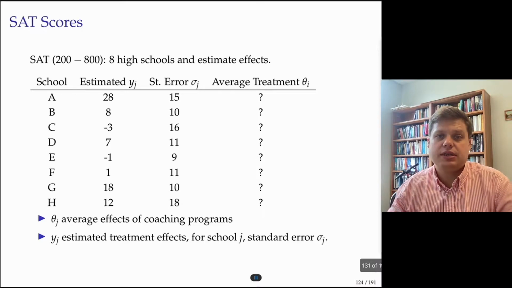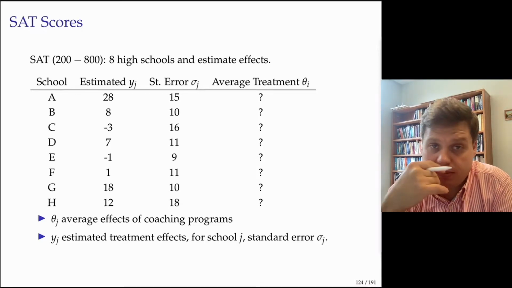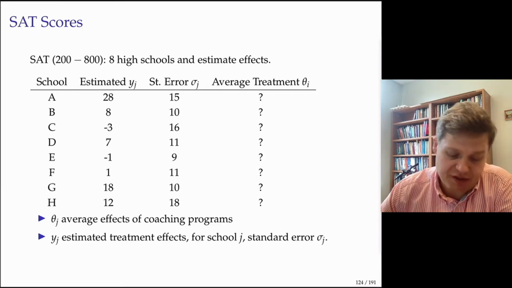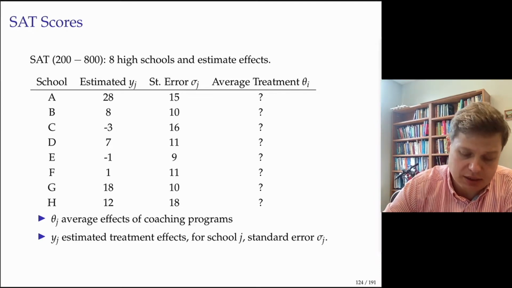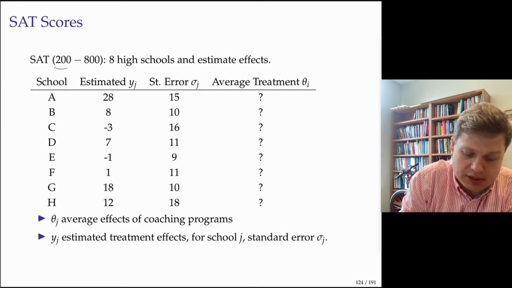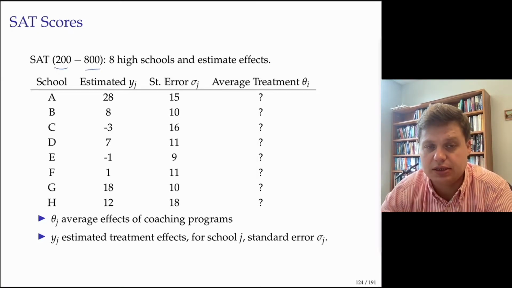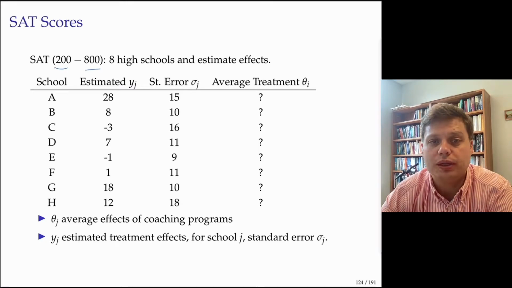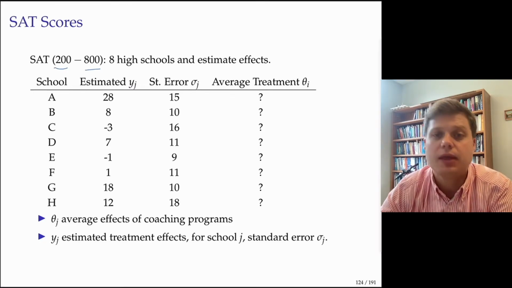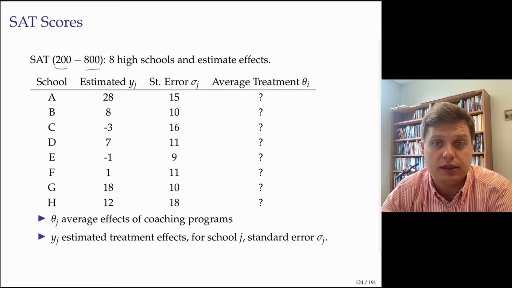So let's see an example for the normal model. We have SAT results. It's a standardized test that high school students take. The range for this test, at least for the period when this data was collected, was from 200 to 800. And you have 8 high schools, from A to H. And we want to estimate the treatment effect.